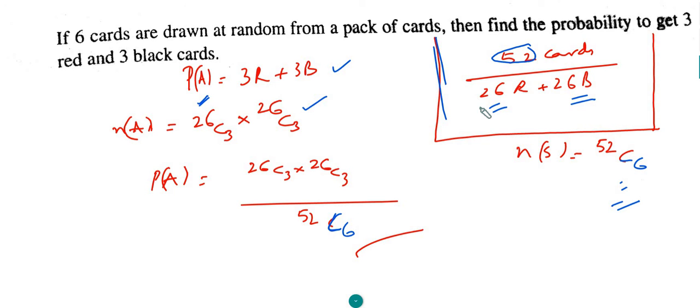So 3 cards can be drawn from the 26 red and 3 from the 26 black, that is 26C3 and 26C3. Okay, therefore the probability will be 26C3 into 26C3 by 52C6. Okay, hope you understood. We'll stop here.